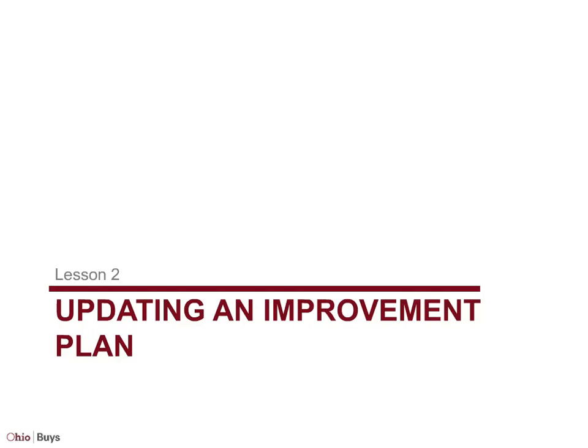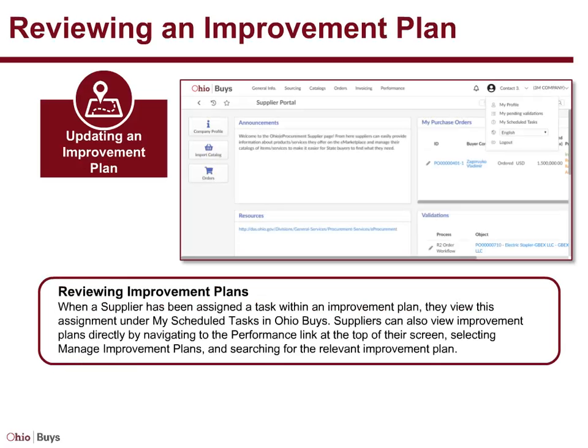Lesson 2. Updating an improvement plan. When a supplier has been assigned a task within an improvement plan, they view this assignment under My Scheduled Tasks in Ohio Buys. Suppliers can also view improvement plans directly by navigating to the performance link at the top of their screen, selecting Manage Improvement Plans, and searching for the relevant improvement plan.